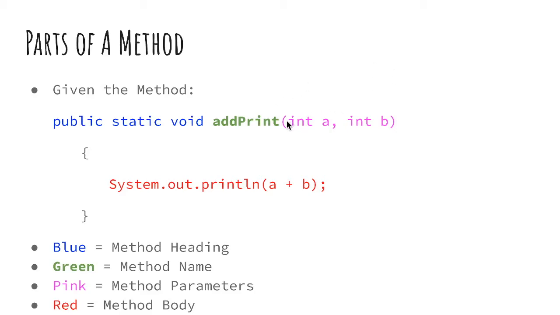Now, also useful whenever you call a method is the method parameters. This is shown in pink here. Whenever calling a method, you must use the parameters to give the method useful pieces of information that are used in the method body. The method body is shown in red and is composed of all the code in between the curly brackets.